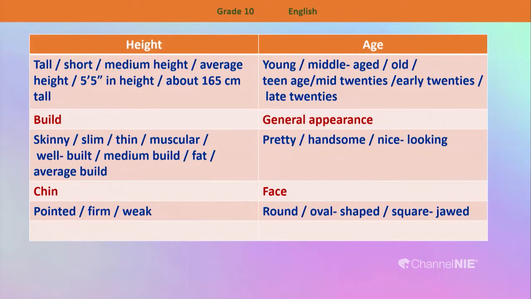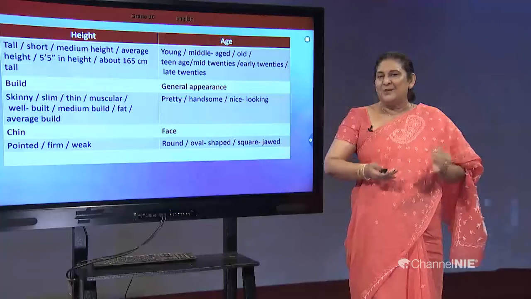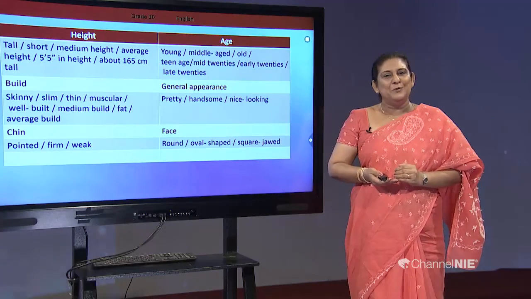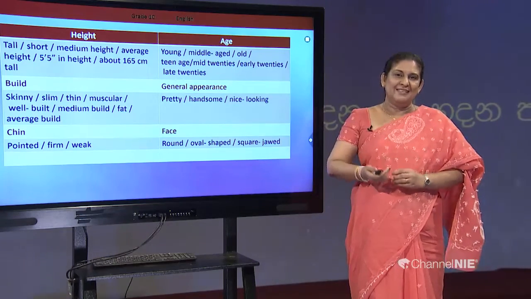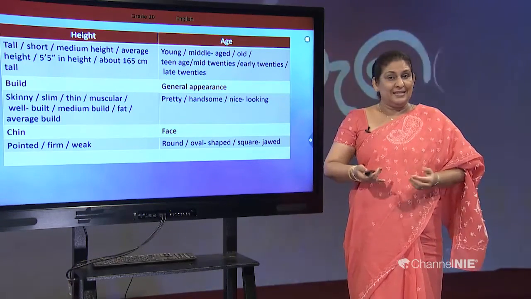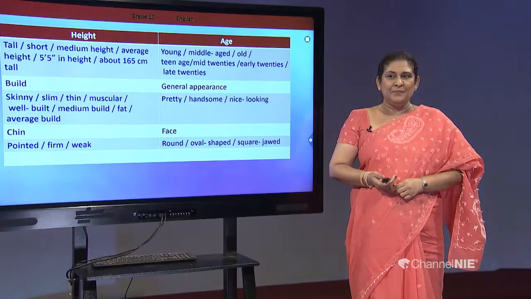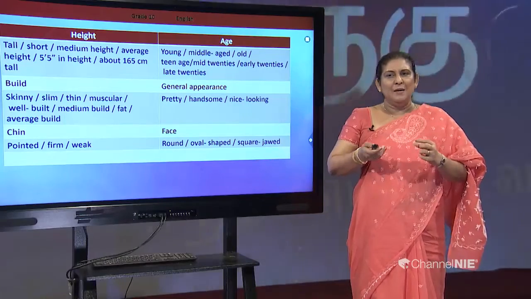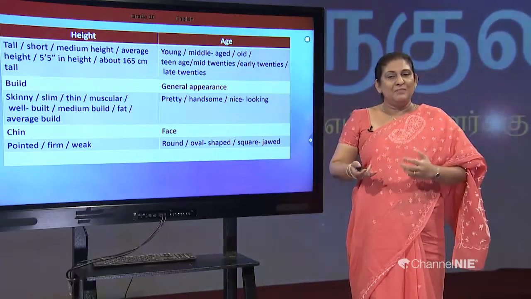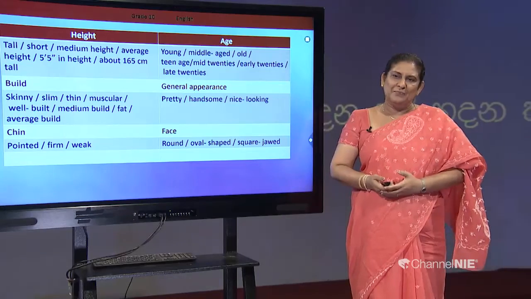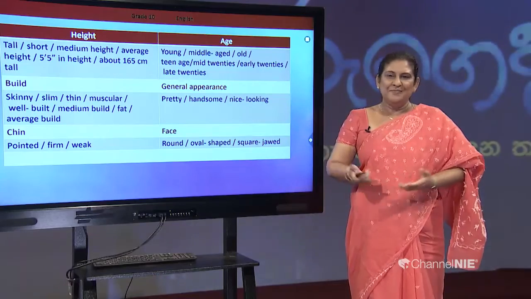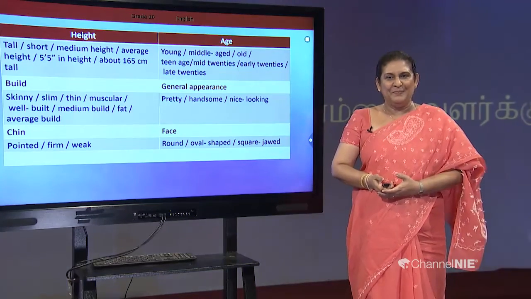And then the age. When we talk about the age, children, in the first slide you can remember there was a young child, a middle-aged woman and an old person. So these are other words that you can use. Teenage, mid-20s, early 20s, late 20s. So these mid, late can be used with other ages as well. Mid-50s, early 20s, late 50s. So you are free to use like that.